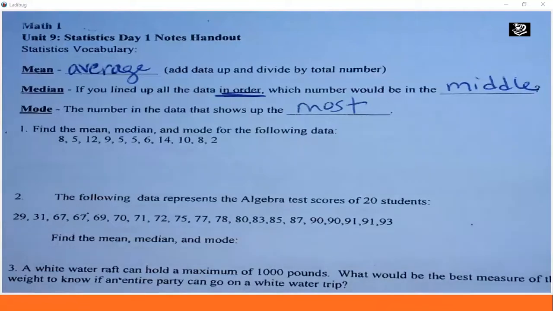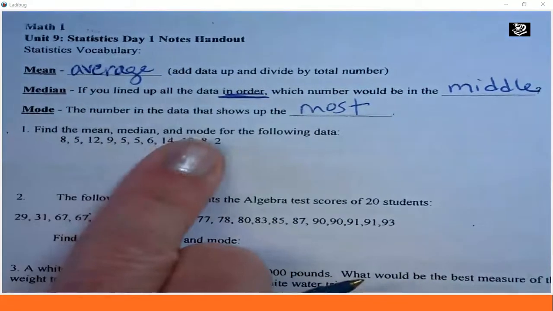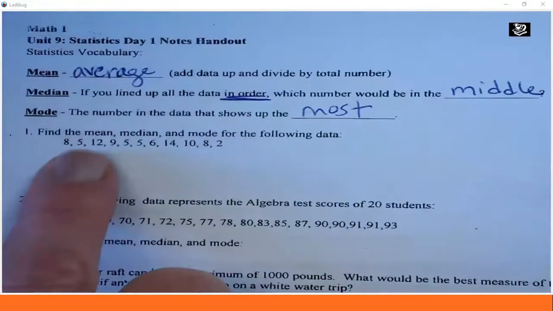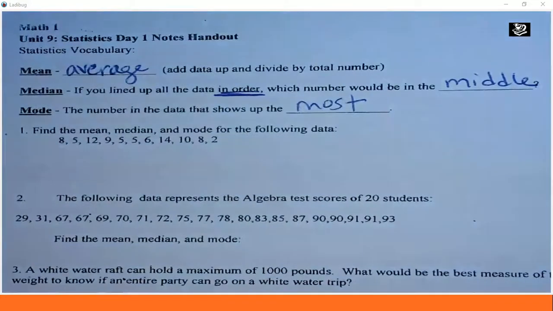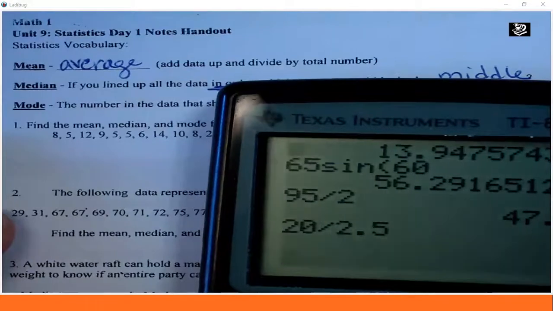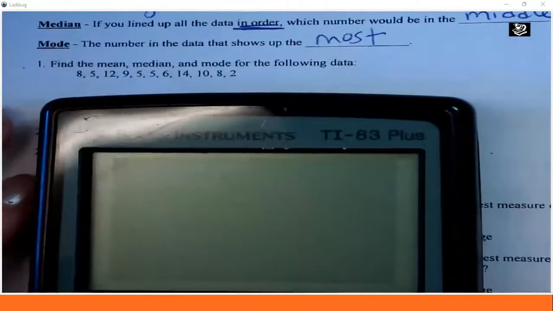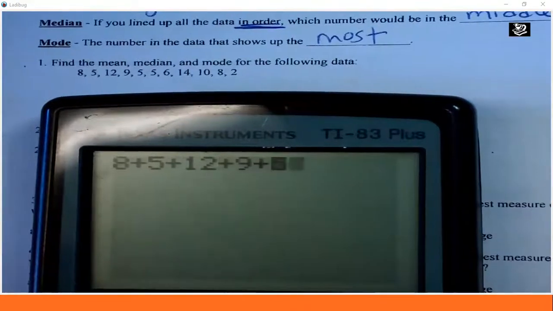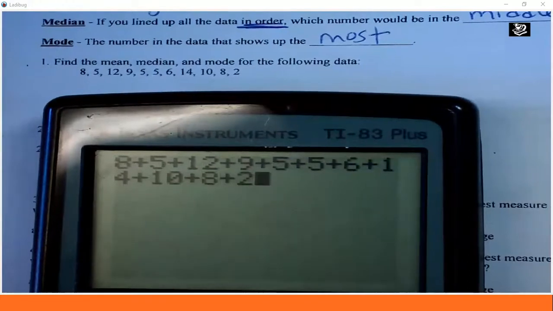All right, number one, find the mean, median, and mode. Paulo, how do we say we would find the mean? What do you have to do? Good. If you have a calculator, which I've asked you repeatedly to get, go ahead and add them on your calculator. 8 plus 5 plus 12 plus 9 plus 5 plus 5 plus 6 plus 14 plus 10 plus 8 plus 2. Add them all up.